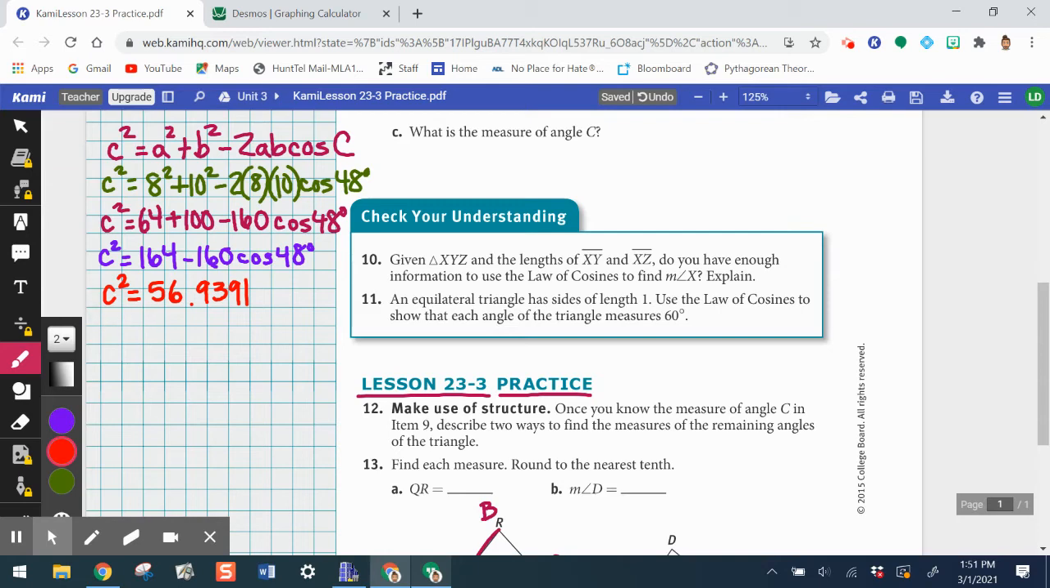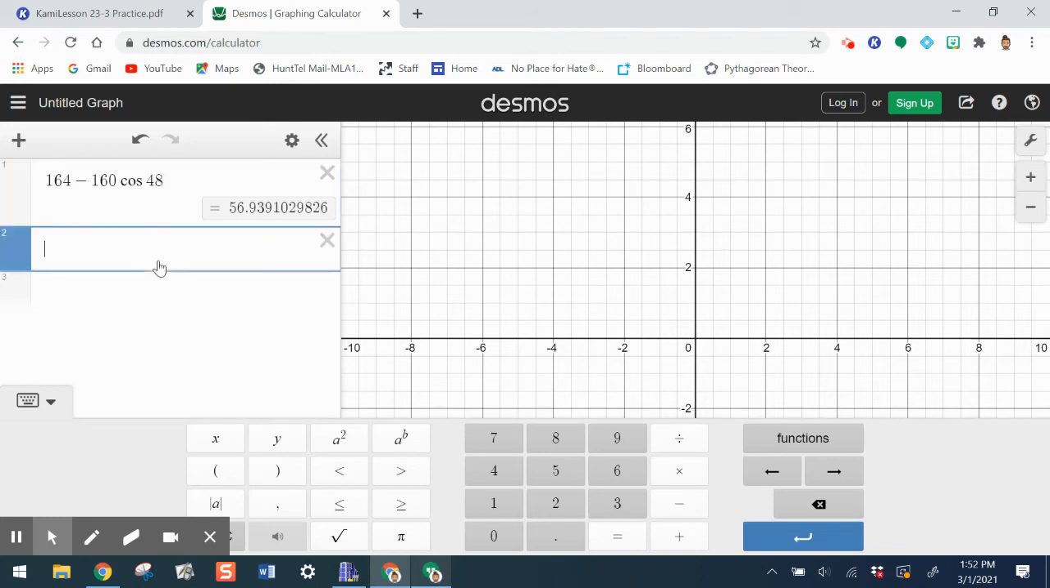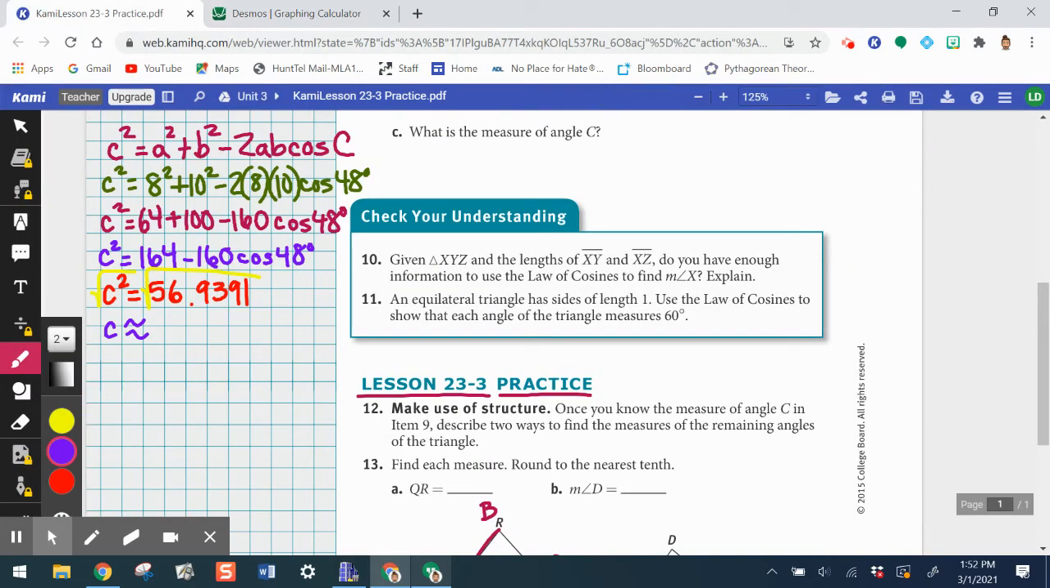So the last step we need to do is take the square root of both sides. So c will approximately be the square root of 56.9391. So we'll do that in our calculator. The square root of 56.9391, and again, rounded to the nearest tenth, it's 7.5. The first 5 is in the tenths place. So the 4, although there's a 5 right behind it, tells the tenths place to round down or stay where it is. So the length of the side we're missing is 7.5.